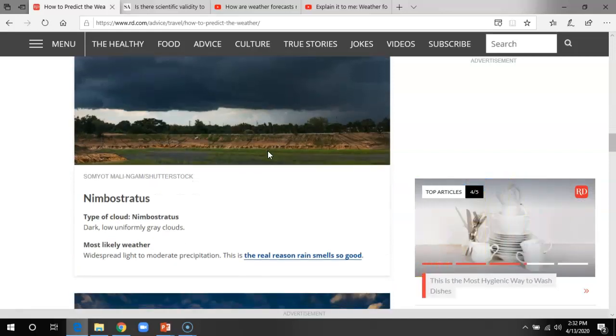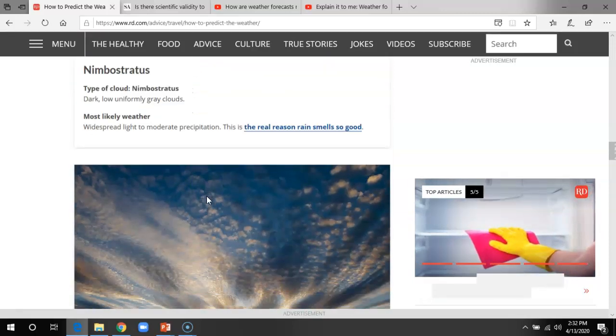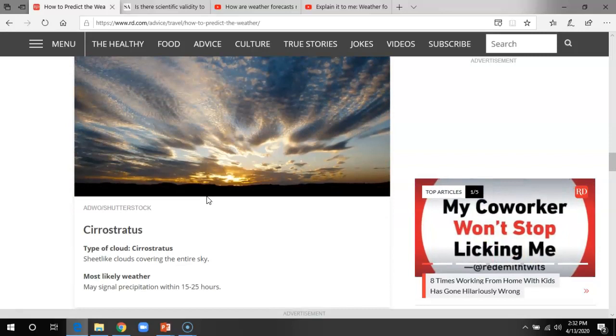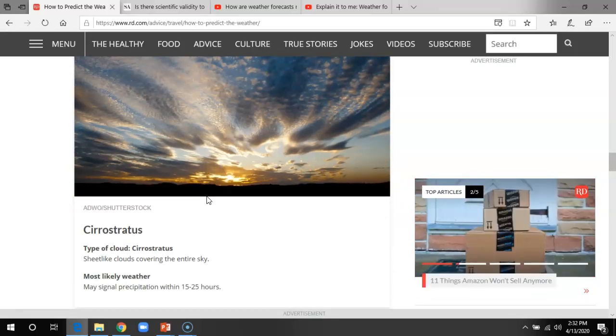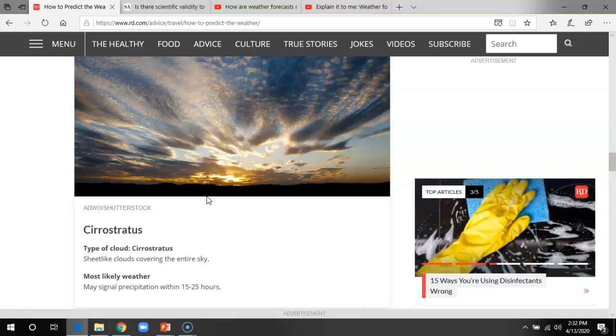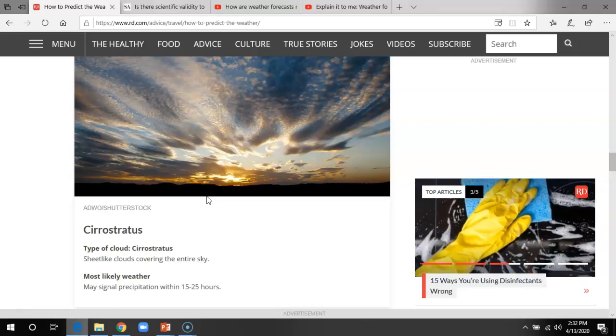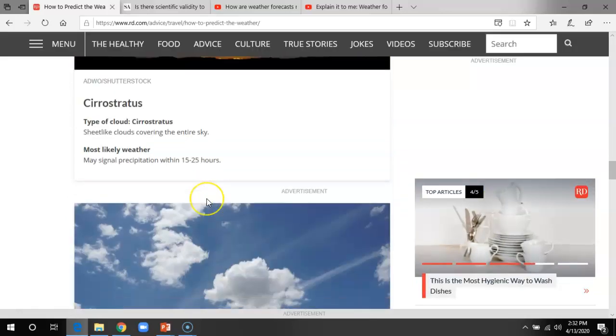Nimbostratus clouds, those are those low-level rain clouds. So widespread light to moderate precipitation. They accompany warm fronts, might have rain for many hours or a day. Cirrostratus clouds signal precipitation within 15 to 25 hours. These are leading ahead of the warm front usually. So you see these clouds and you can predict that within a day you're going to get precipitation. You're going to get these nimbostratus clouds with the light kind of moderate rain.